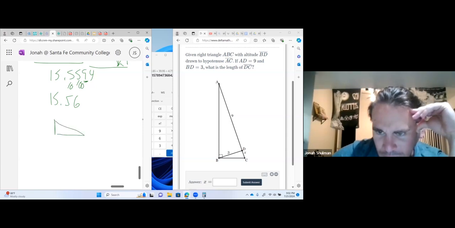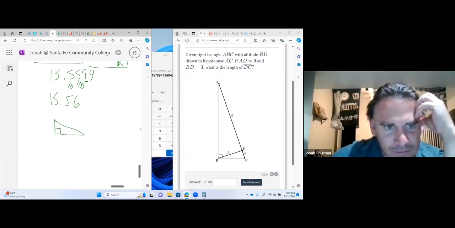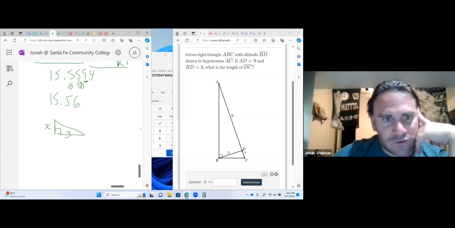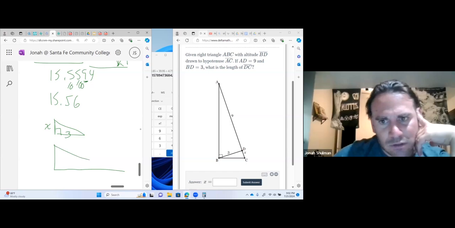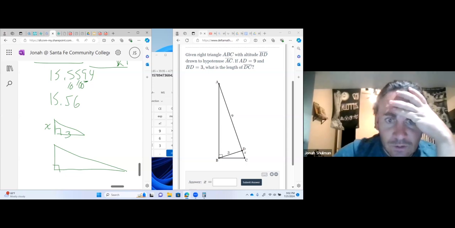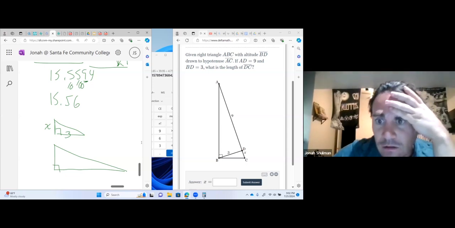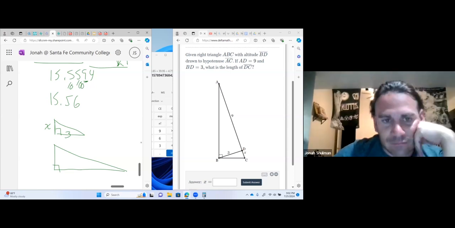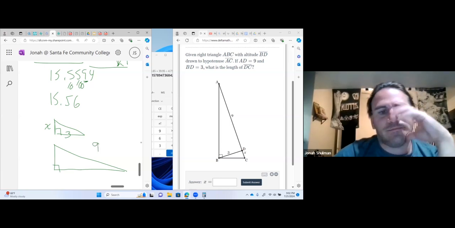Okay, so because it says it's an altitude, this little triangle, there's the right angle, it's right here. So there's your X, and there's your 3. That's the hardest part, redrawing that piece. Then I have to flatten this guy out so it looks the same. And then we know there's your right angle. So if we flip this over, we know we have 9 here. Okay, but that's not the one we want.